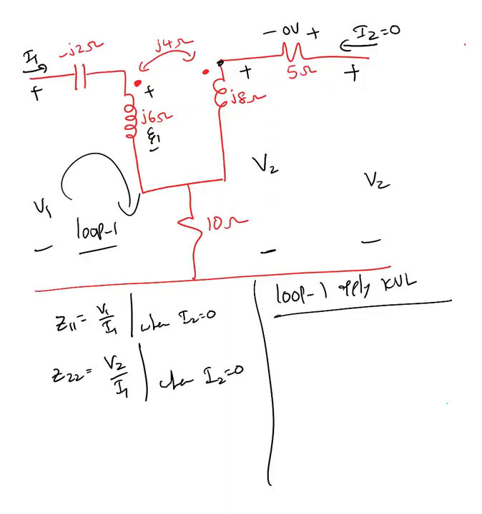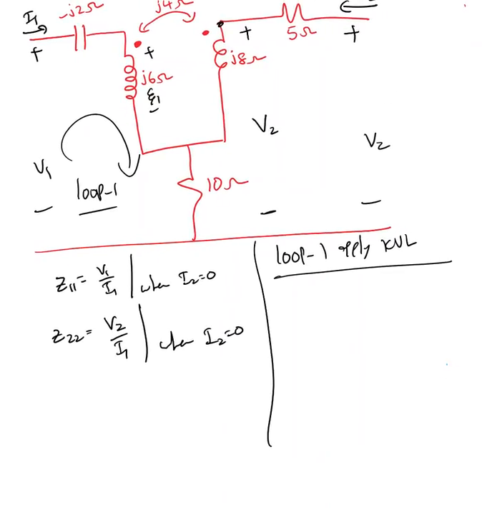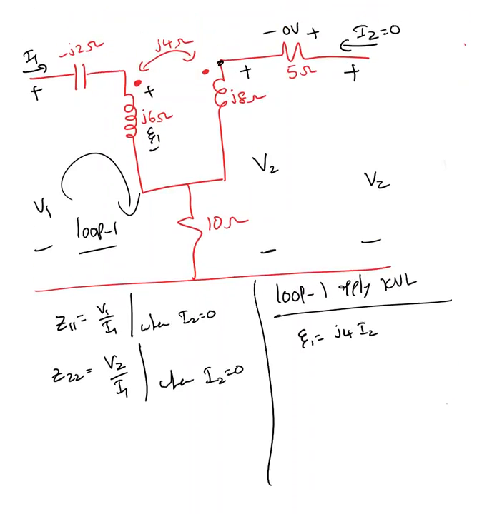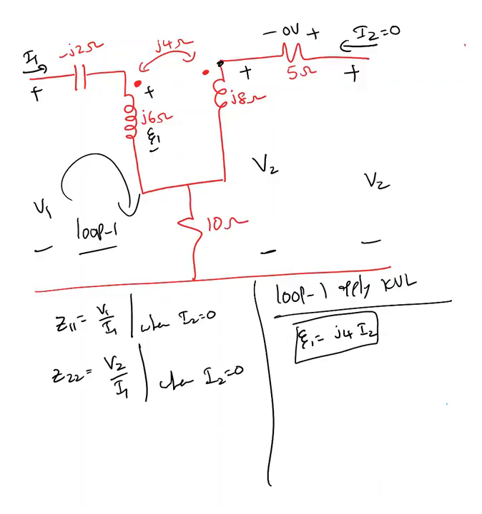Before going to the loop equation, let me write it down. E1 equals basically J4 times I2. Is it positive or negative? That depends upon the dot convention. As current is entering the dotted terminal, it must be plus. So that's what my E1 equals. Now I know this value is 0 because I2 equals 0.